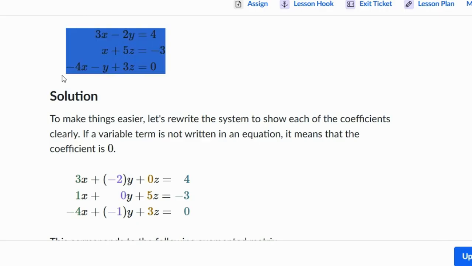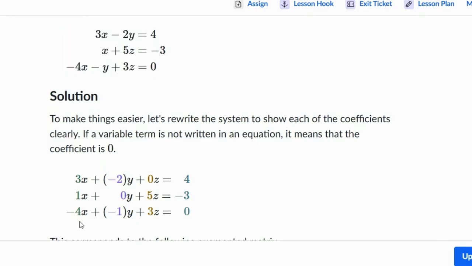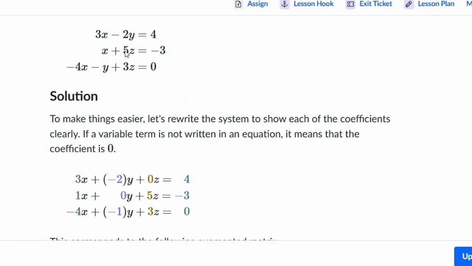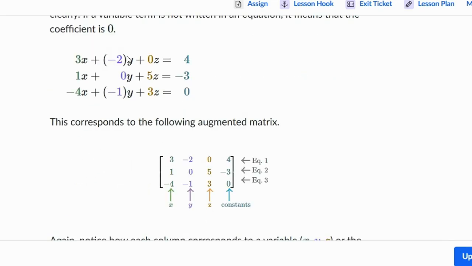But the fact that the third equation has an x, y, and a z, we need to account for all the variables in each equation. So when we convert this to a matrix now, when we have an x column, we have the 3x, the 1x, and the negative 4x. We have all three. When we do the y column, this second equation didn't have a y, but in order to account for it, that means we have 0 y's. So we have 1x, 0 y's, and 5 z's equals negative 3. So negative 2, 0, and negative 1.